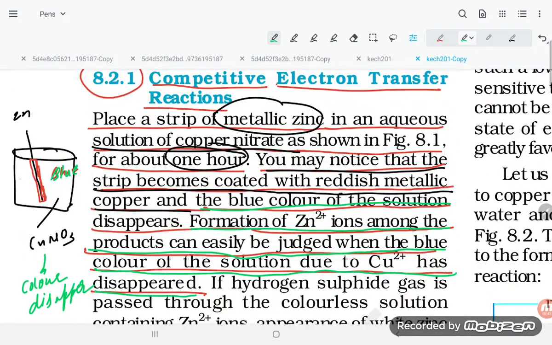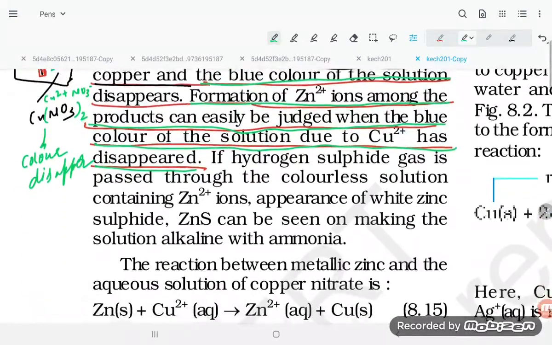So what ions are being formed here, student? Zn2+ ion. Because earlier Cu2+ and NO3- were there. This will be the copper nitrate. So this was there.